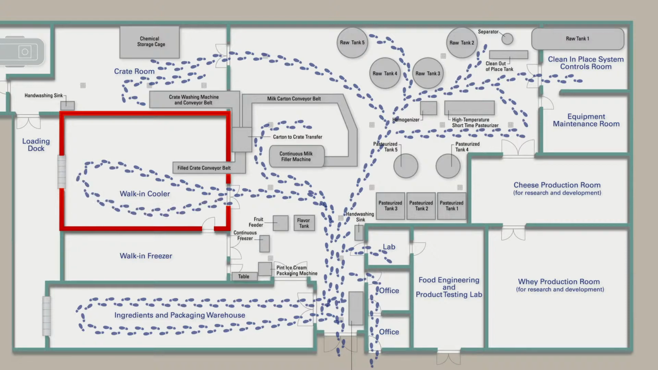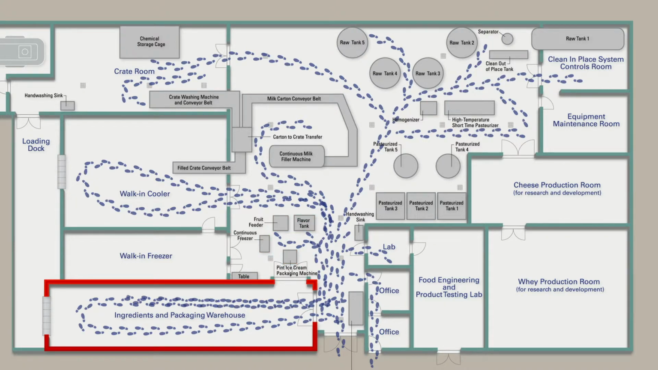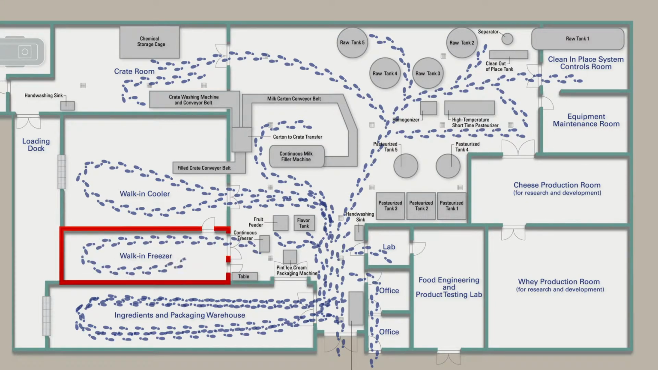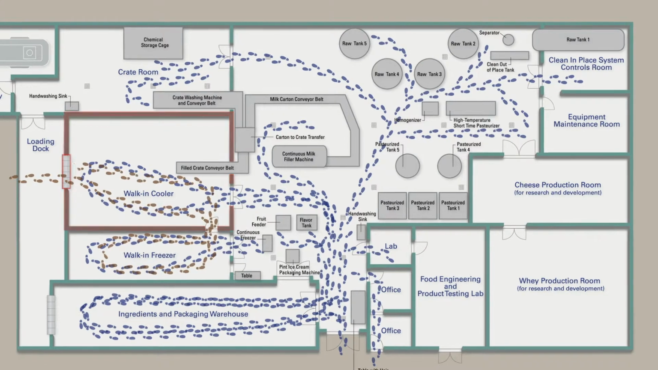Next, the ice cream process is completed. The employees will need to move to the ice cream packaging area of the production room to operate and monitor the equipment controls. Ice cream packaging materials are also stored in the ingredients and packaging warehouse. Finally, the packaged ice cream is transferred into the freezer until it is ready for shipping. All shipments are transferred out of the facility through the loading dock door in the walk-in cooler.